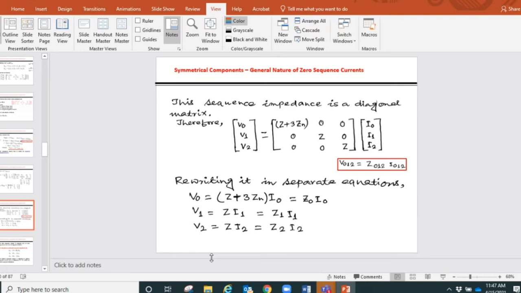Similarly, for the negative sequence we can find the voltage. Sorry about the phone ringing. V2 is Z times I2, which is the phase impedance times the negative sequence current, and the negative sequence impedance Z2 is nothing but the impedance that is present in the phase.